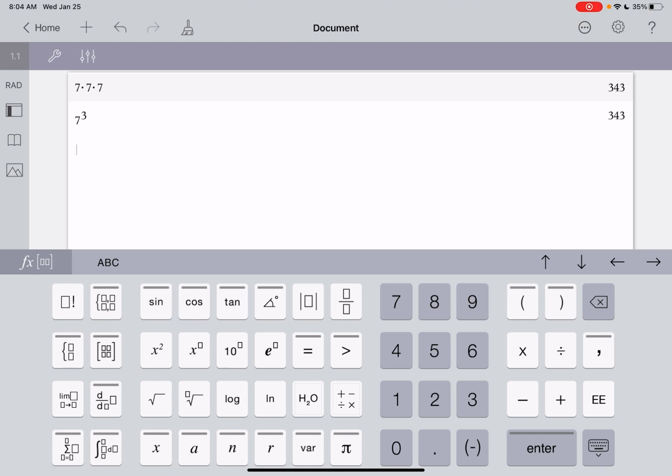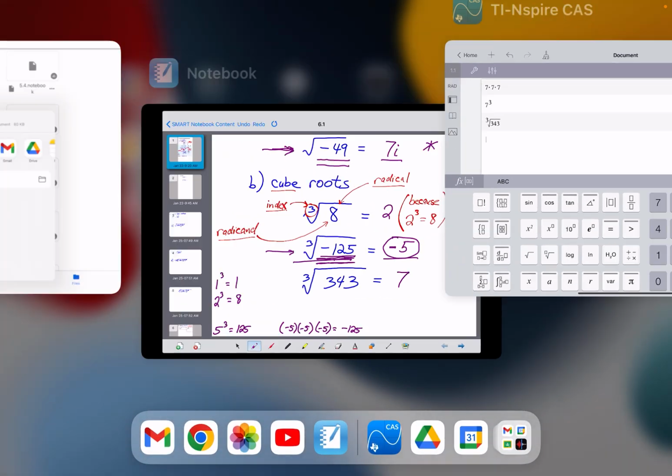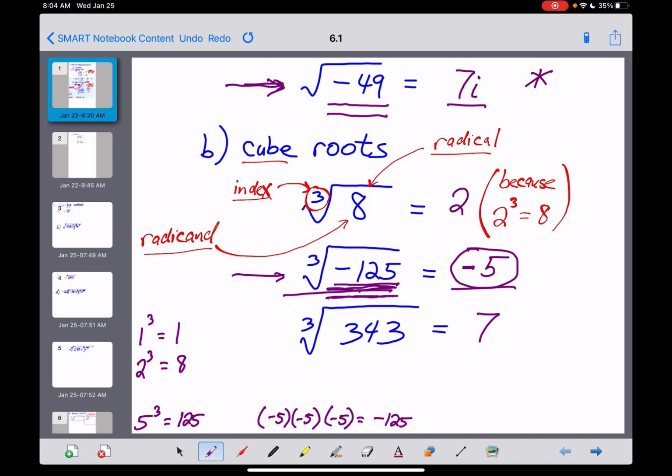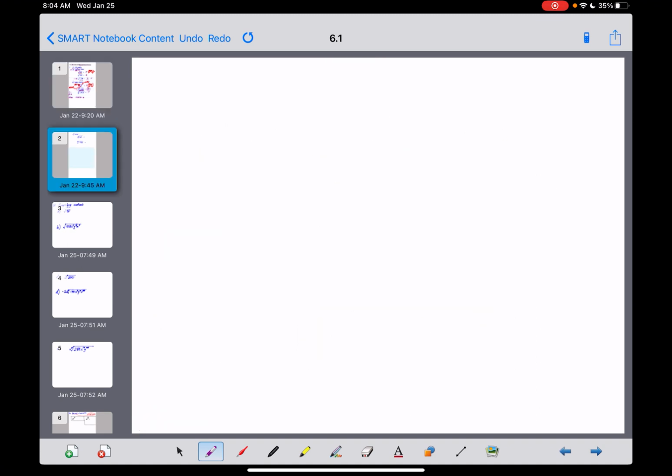So for my calculator, I've got to use this button right here. I've got to type in the 3 for my index, and then you can put in your radicand of 343, and boom, there's our answer of 7 as well. So your calculator will certainly do cube roots for you, just like it'll do square roots. That's just something we need to practice here early on in this chapter. Okay, so that's just a little recap of where we are at the beginning, and here we go.